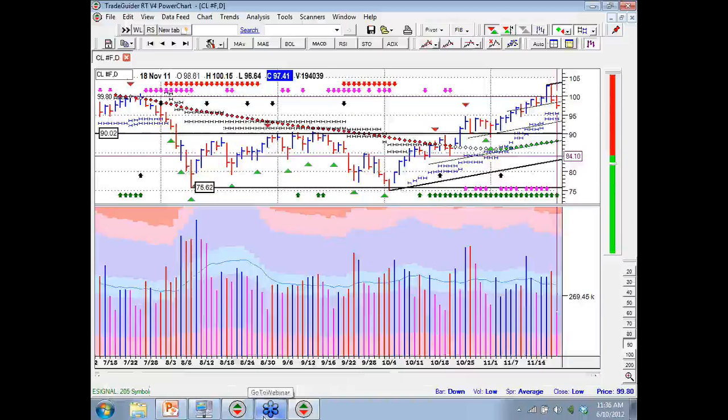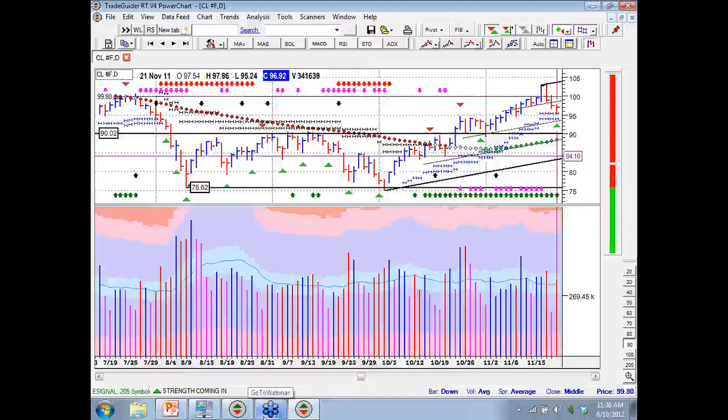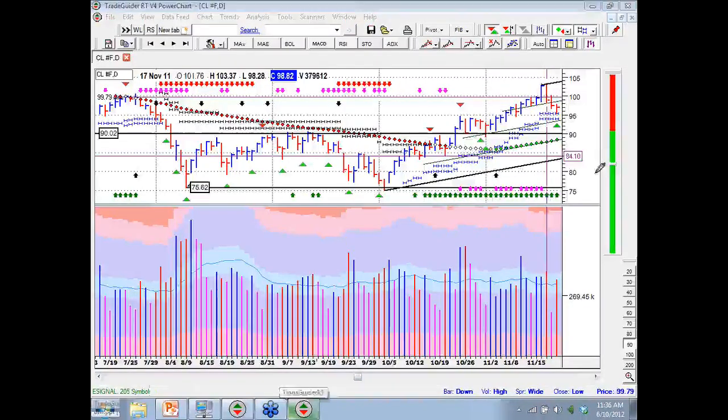We've rolled right back over. Now what do you think they're doing here? Top 2-bar reversal right here, yeah. And the question was, do you call that a 2-bar reversal at the top?